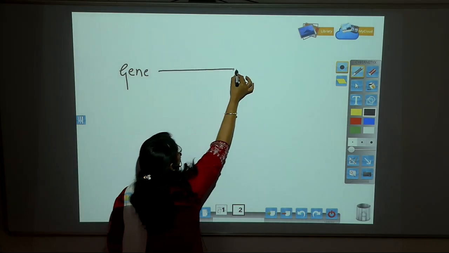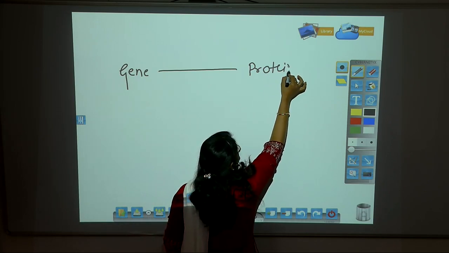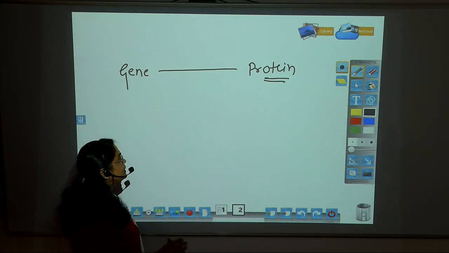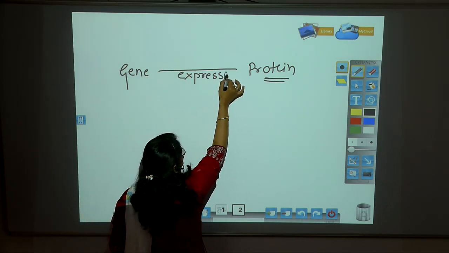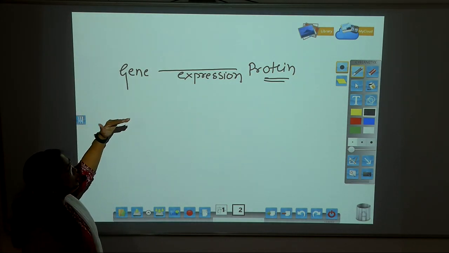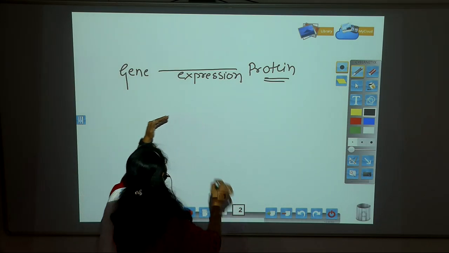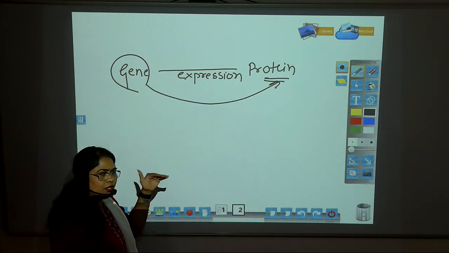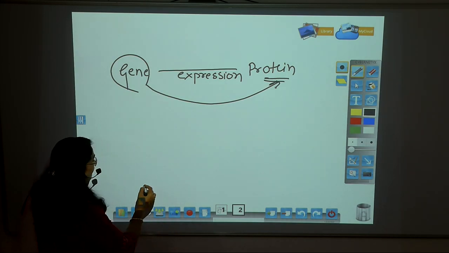So the gene is responsible for a character, for a trait, for the synthesis of a protein which expresses itself. The gene expresses itself in the form of protein. So this flow of hereditary character, or this flow of information from a gene to a protein, is called the central dogma of life, or the central dogma of protein synthesis. Okay.